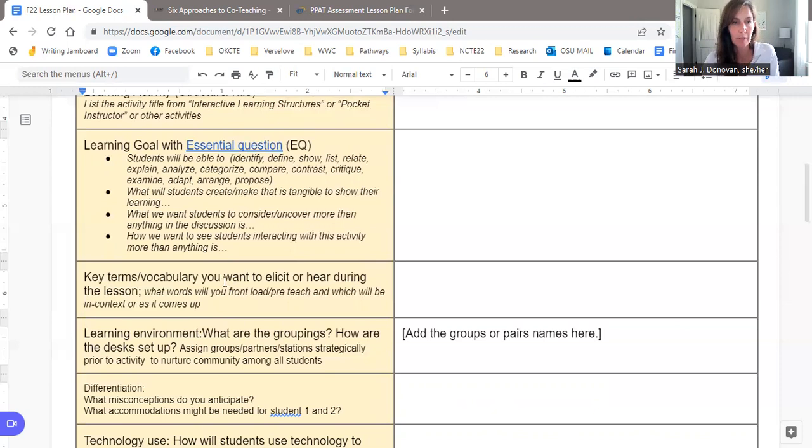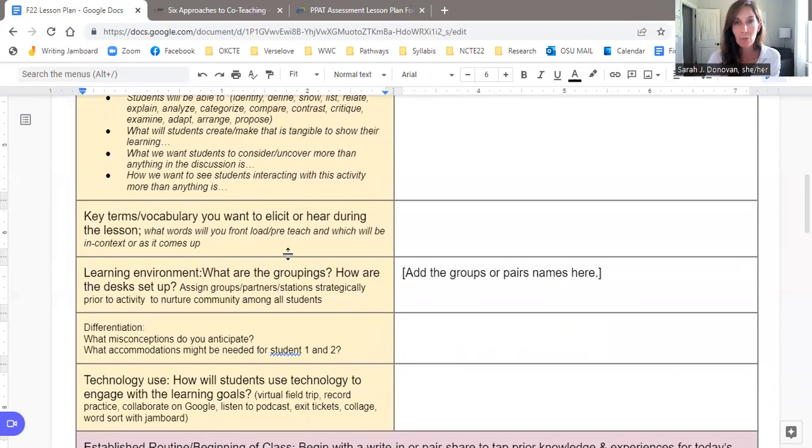So, some key terms. The learning environment, this is where the PPAT wants you to think, and we think about this all the time too. What are the groupings? I think it's really important for you to strategically put people into groups so there aren't cliques and side conversations, so that it's nurturing community. And also it saves time, so students don't have to decide, unless that's part of your lesson where you want students to make decisions about their groups.